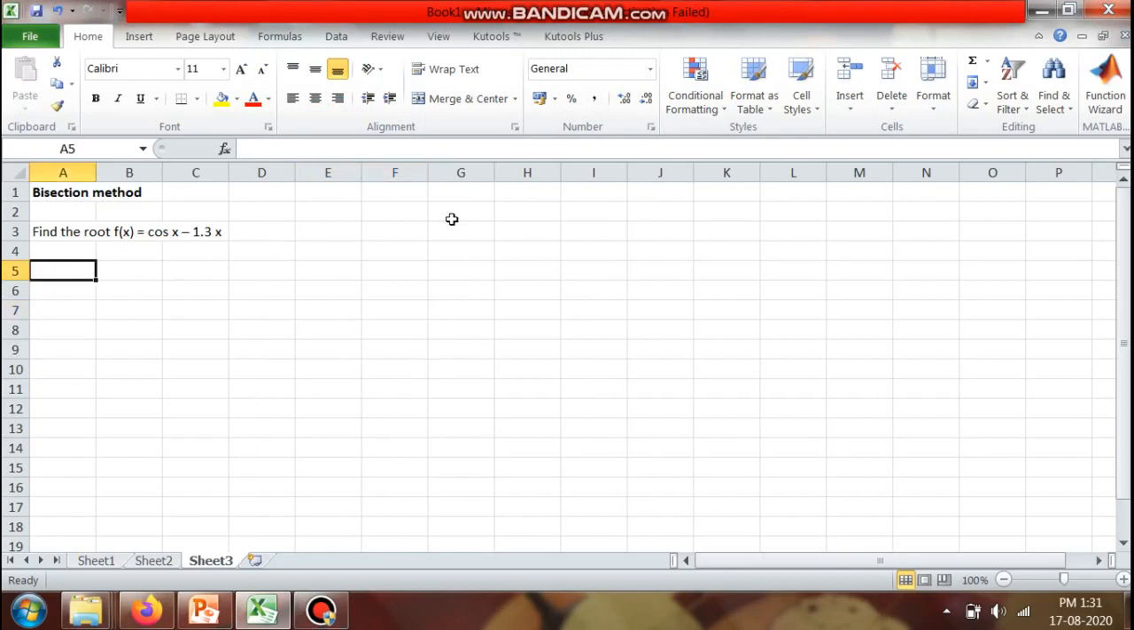Since we start with finding the value of initial guesses, I will write here x, and here f of x. We will start with guessing values of x, and then we will find the respective f of x to check the sign of the respective functions. So now let us assume the value of x, which is equal to 0.